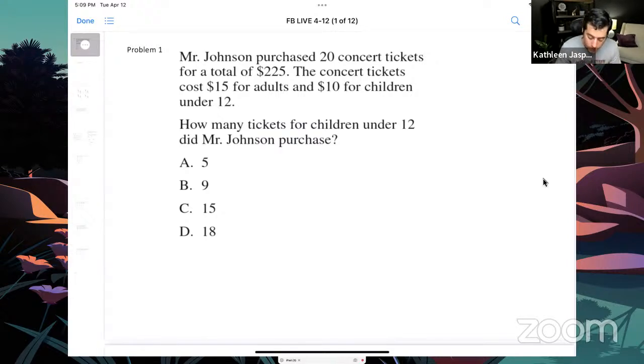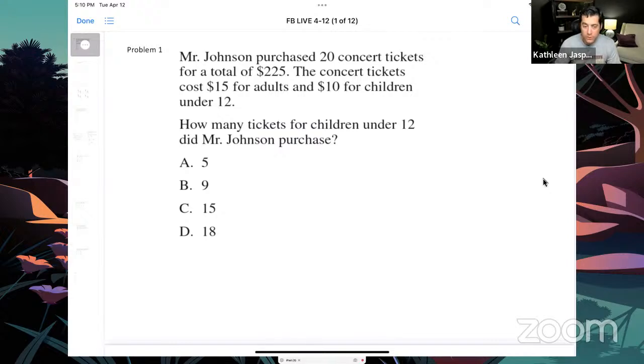All right, so we got this problem here. It says Mr. Johnson purchased 20 concert tickets for a total of $225. The concert tickets cost $15 for adults and $10 for children under 12. How many tickets for children under 12 did Mr. Johnson purchase? So the first thing I go to is that this is a systems of equations problem, which means there are two equations that you can make for this problem because there are two different variables.